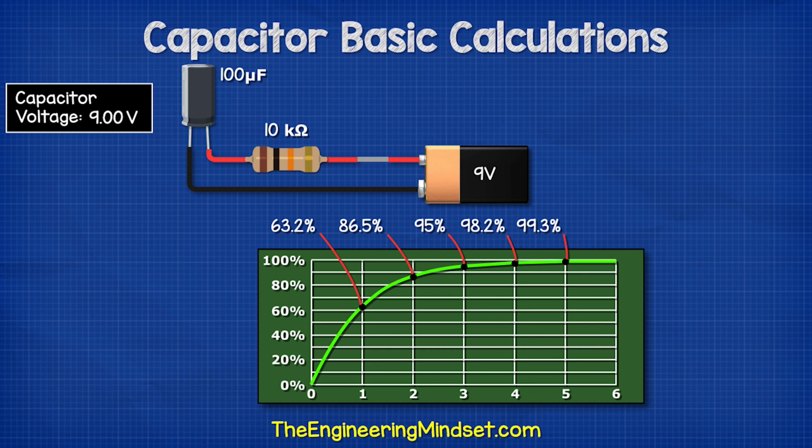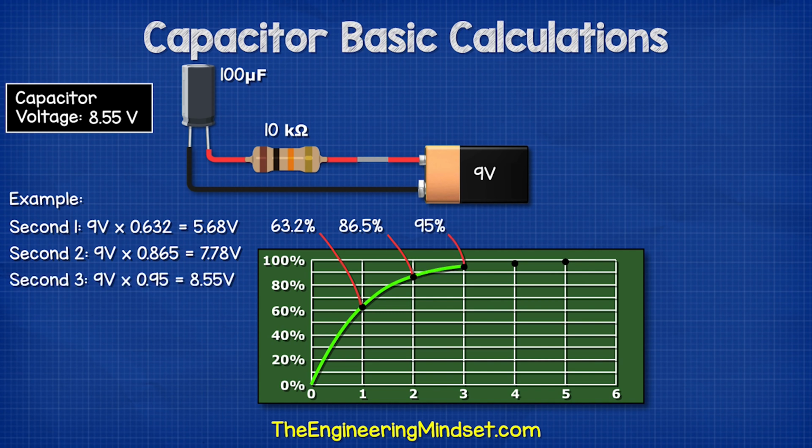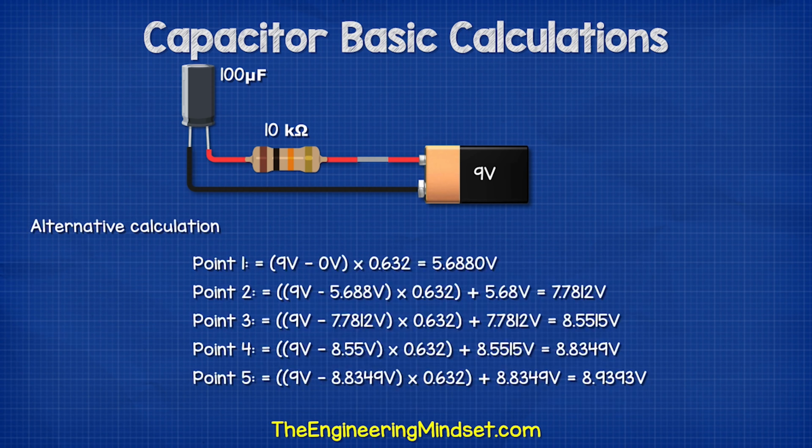So in this example, after 1 second, the capacitor voltage is 5.68 volts. After 2 seconds, it's 7.78 volts. After 3 seconds, it's 8.55 volts. After 4 seconds, it's 8.83 volts, and after 5 seconds, it's 8.94 volts. If you needed a more precise answer, we could also calculate each point like this.